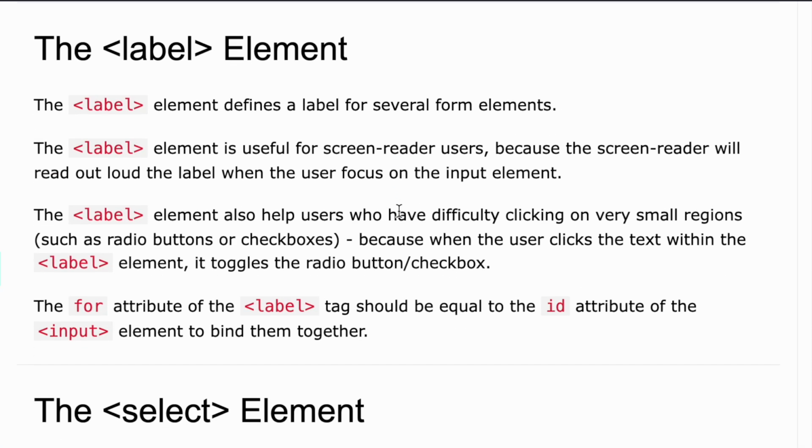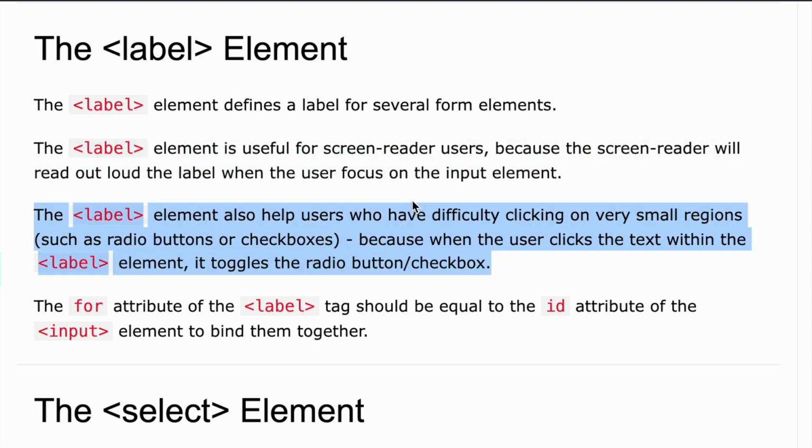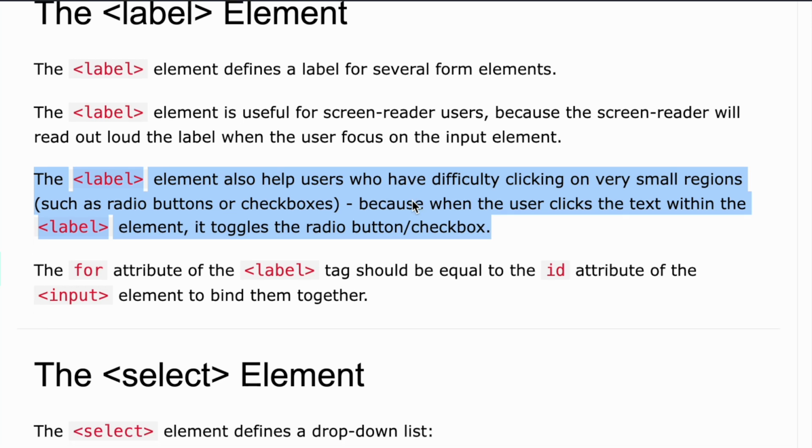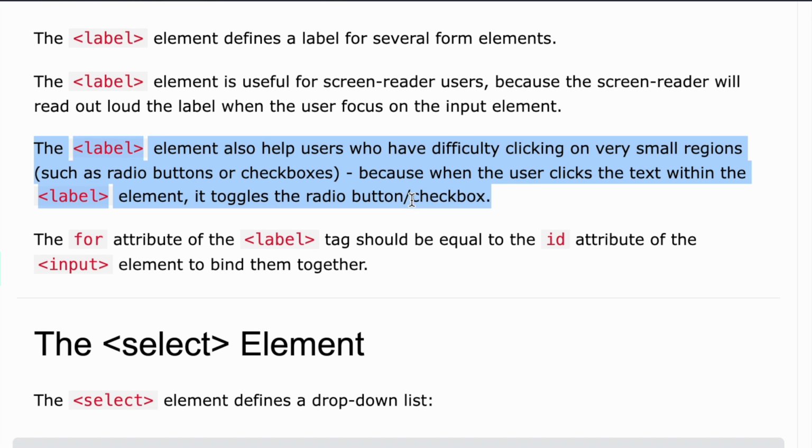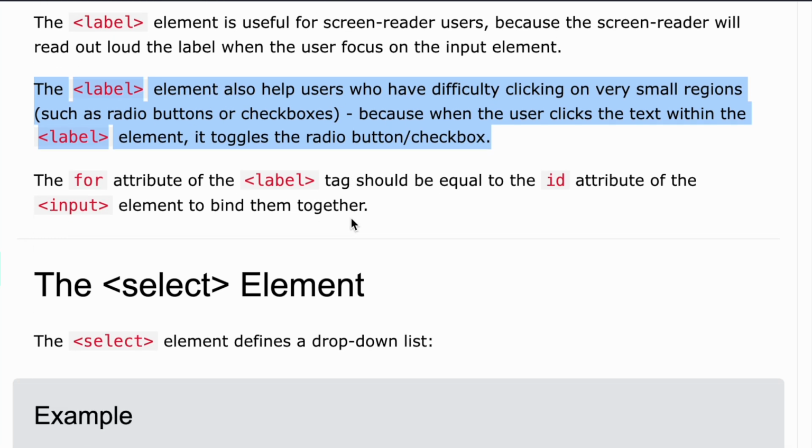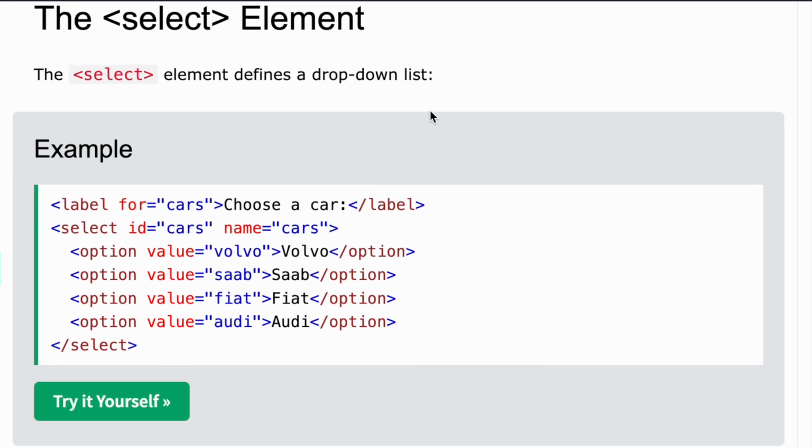Now let us talk about the label element. The label element defines a label for several form elements. The label element is useful for screen readers because the screen reader will read out loud the label when the user focuses on the input element. The label element also helps users who have difficulty clicking very small regions like radio buttons or checkboxes. So for that, the label element is there.